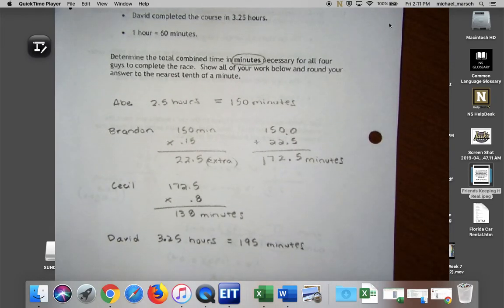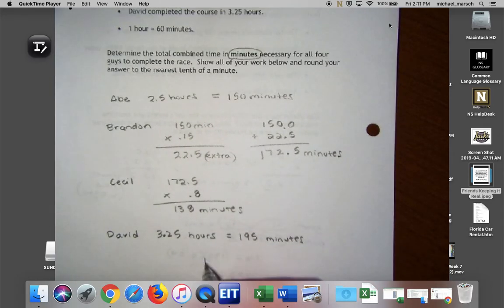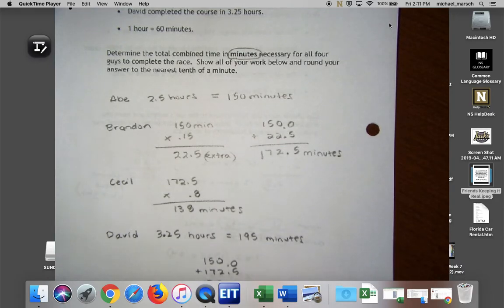So they want to know the total combined time. We have all of these in minutes, so now we're just going to add these up. 150 plus 172.5 plus 138 plus 195.